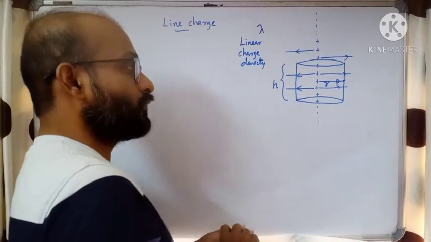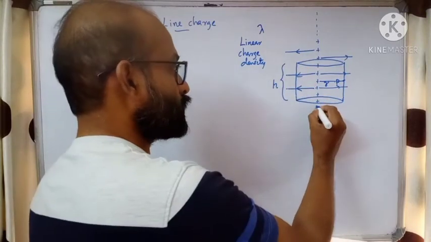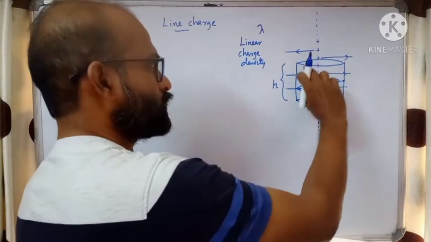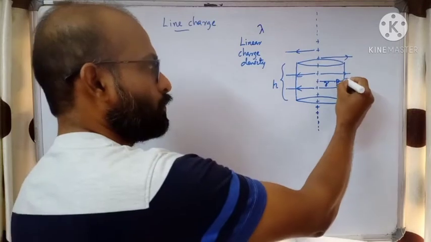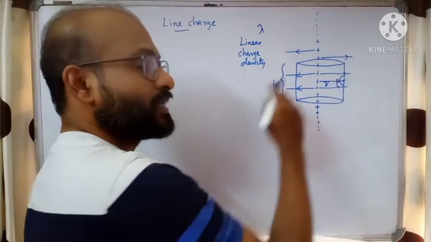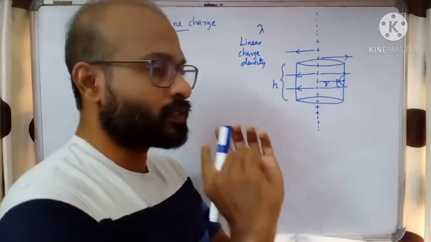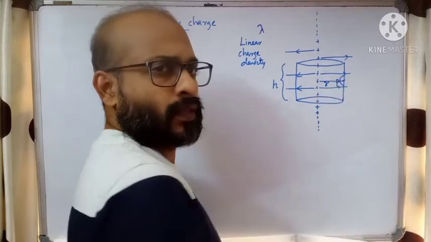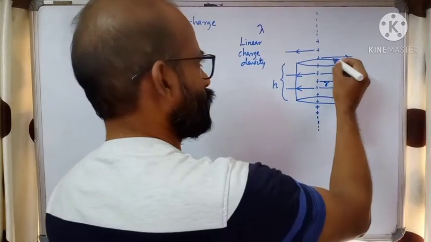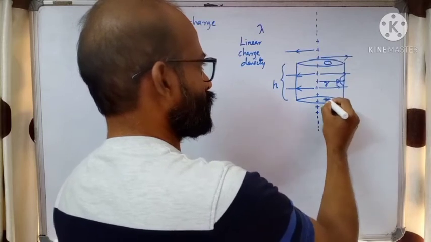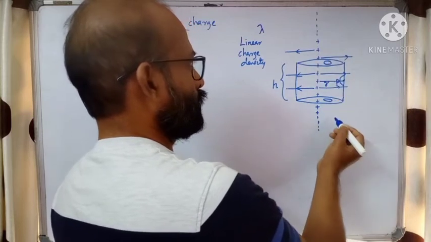It encloses a few charges only. There are many other charges outside, since it is infinitely long. This is the point P. This is a Gaussian cylinder. On the curved surface of the Gaussian cylinder, I consider a small area. I can consider areas on the flat faces also. On the flat face, I consider a small area. Here also I consider a small area.